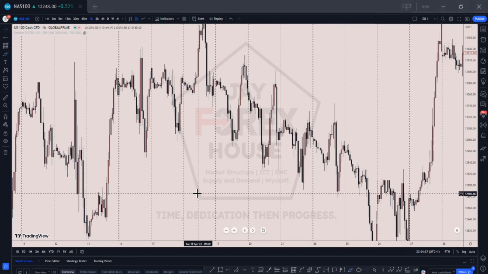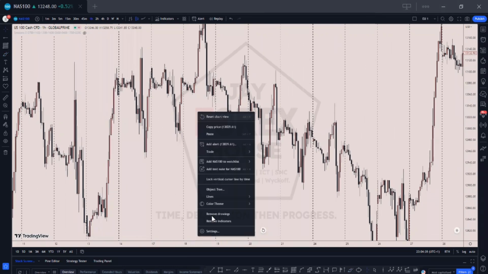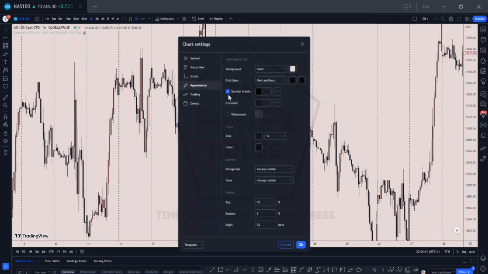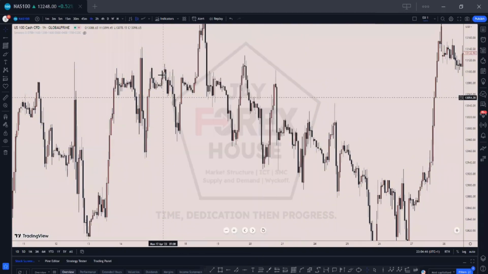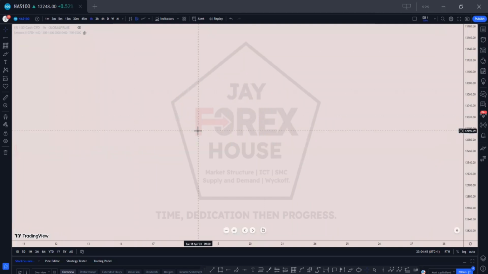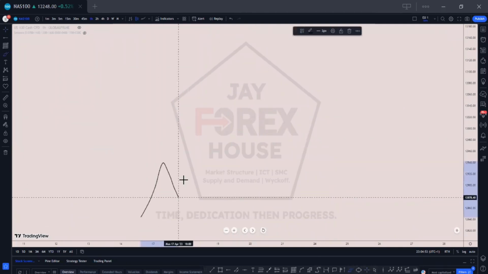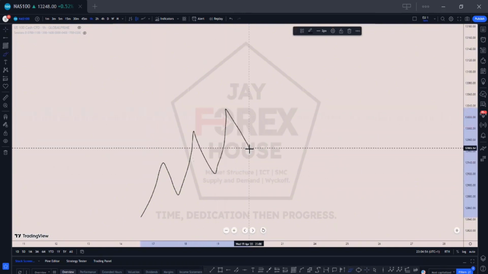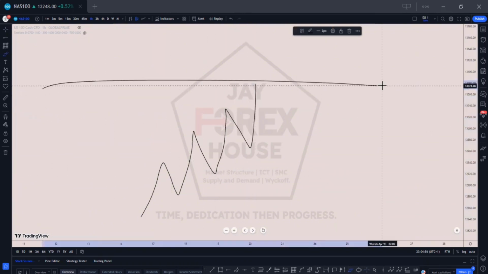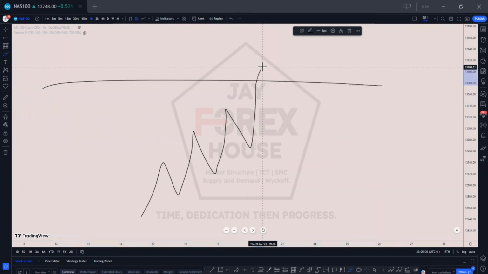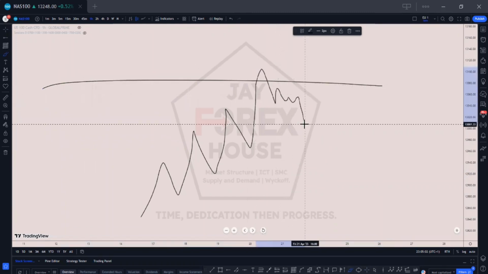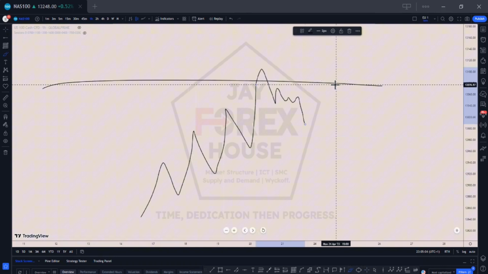Okay, let me do this. Don't expect it to be easy. You know me, I'm always very tricky. So let's say we had something like this structure, all right? And then we had a high time frame POI right here. And price mitigates this, and it starts to go back down from the high time frame POI.